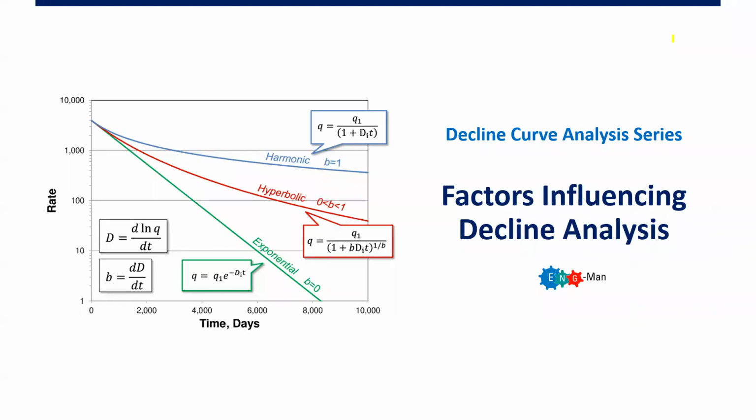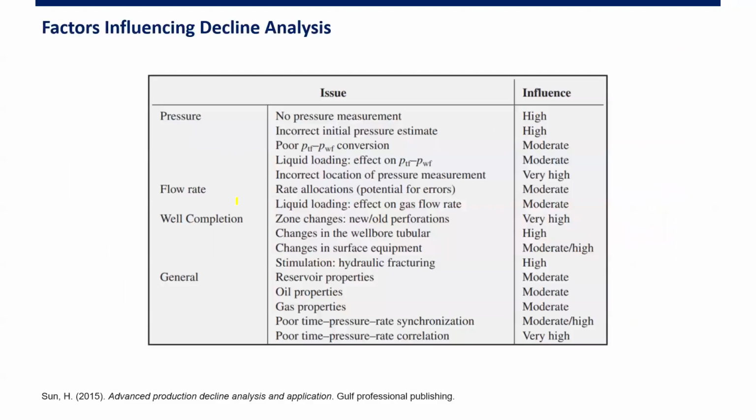So again, we will continue our decline curve analysis series. And today's topic, we will address factors influencing decline analysis. All right, so I take this table, these very useful indicators from this book, Advanced Production Decline Analysis and Application. This is a very good book. And this table is about factors influencing production decline, and thus it will influence the decline analysis.